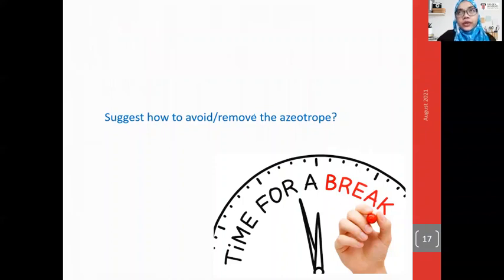Because we tend to avoid the azeotrope, for example in designing the distillation column, you may ask how we can avoid the azeotrope, such as the maximum azeotrope for temperature or the maximum azeotrope for pressure. How can we remove the azeotrope? You may try to suggest or think about removing the azeotrope phase.